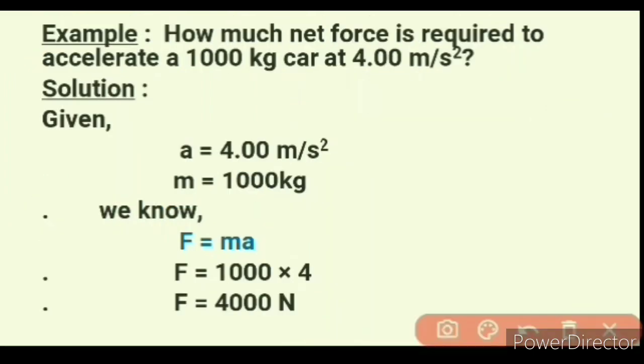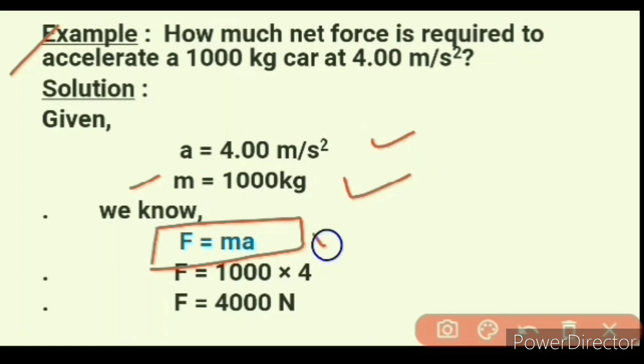Now we have an example of force. How much net force is required to accelerate a 1000 kg car at 4 meter per second square? So we have the solution. Acceleration is equal to 4 meter per second square. Mass is equal to 1000 kg. We know force is equal to mass into acceleration. So put the values of acceleration and mass in this formula. We get F equals 1000 multiplied by 4. So we get force equal to 4000 Newton or 4000 kilogram meter per second square.